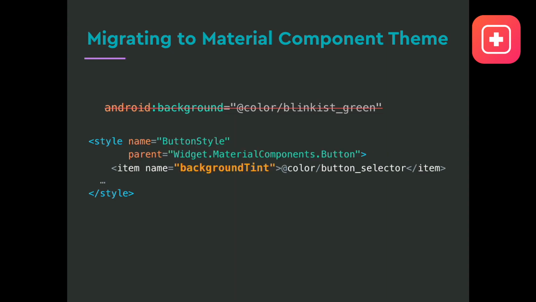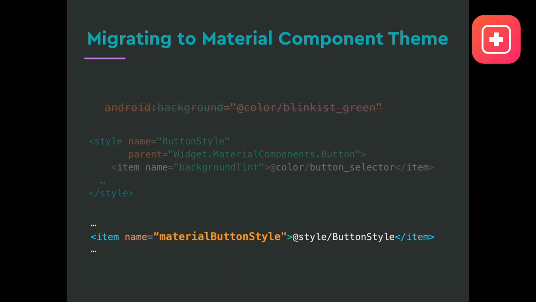You have to use background tint, which only accepts a color and a color state list drawable. That's why you saw that our background colors changed, because we were overriding buttons with Android:background, and that doesn't work anymore. And if you want to apply button styling consistently throughout your app, there is a new default style attribute that you can use for this called the material button style that you can set in your theme, and now this will style all of the buttons in your app consistently.